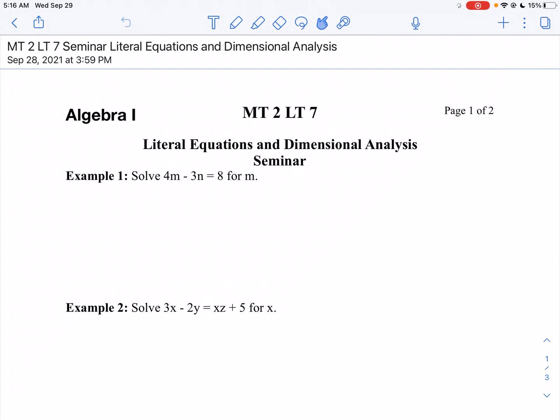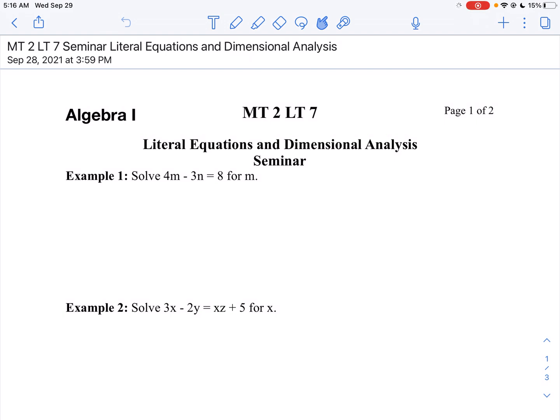Hello, in this lesson, I want you to solve equations for a given variable. I want you to use formulas to solve for real-world problems. Some vocabulary words you're going to come across are literal equations, dimensional analysis, and unit analysis.